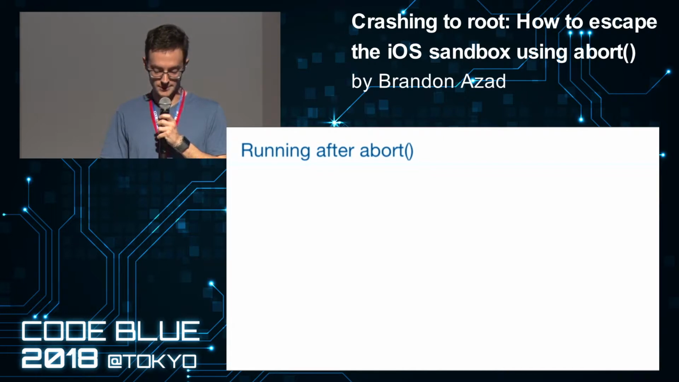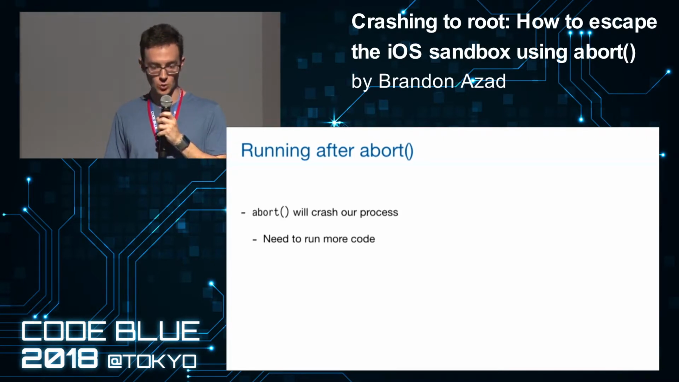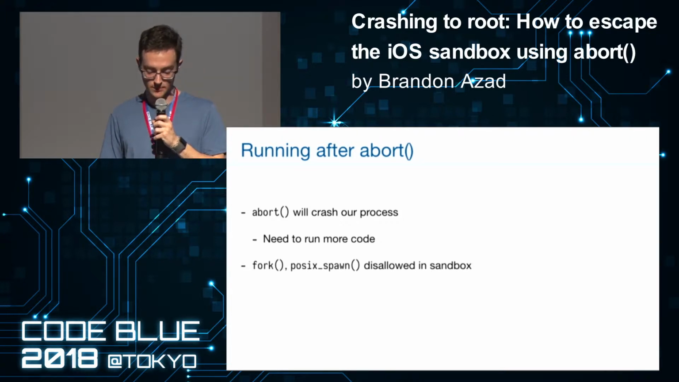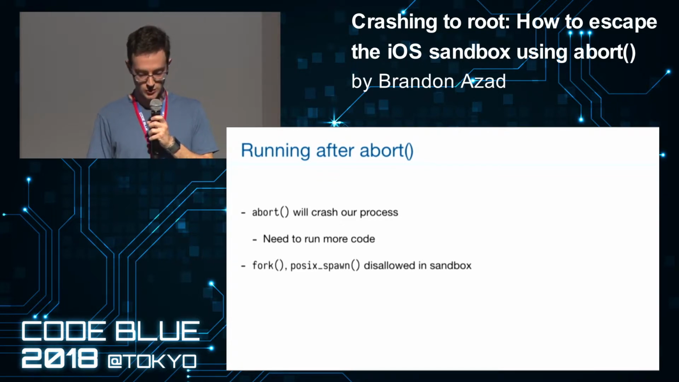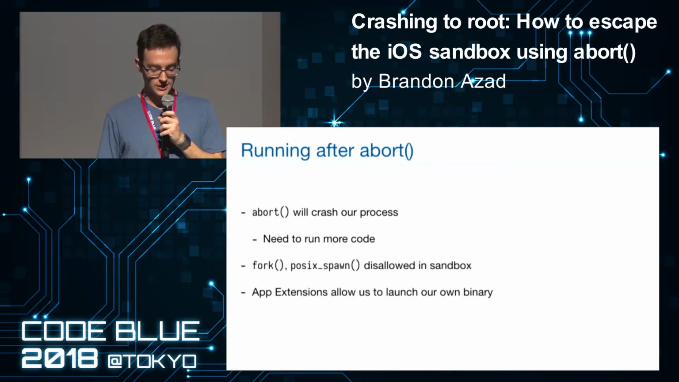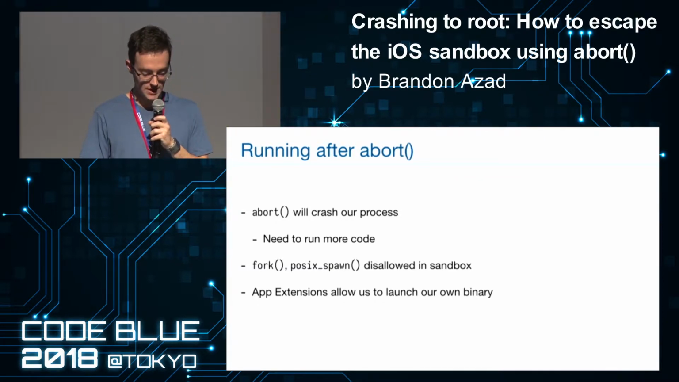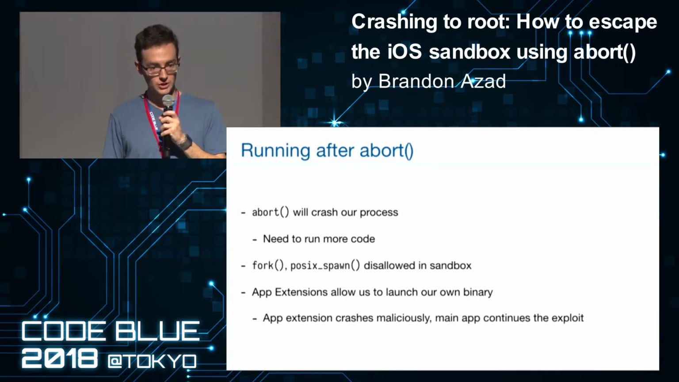Now all this is great, but it does beg the question, how do we keep running exploit code after calling abort? Calling abort will crash our process, and we definitely need to run more code in order to take advantage of the dangling port that we just created in LaunchD. Unfortunately, we can't create a subprocess using fork or posix_spawn because these functions are disallowed by the sandbox profile. However, for a proof of concept exploit, we can get around this restriction by using a feature called app extensions to spawn another binary that's also part of our application. The app extension will crash maliciously while the main application continues running the exploit.